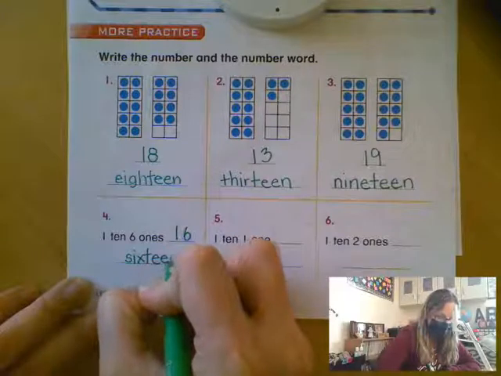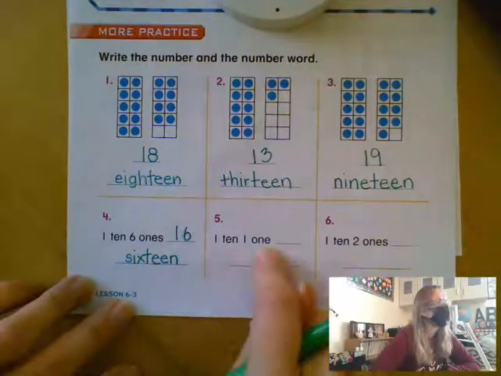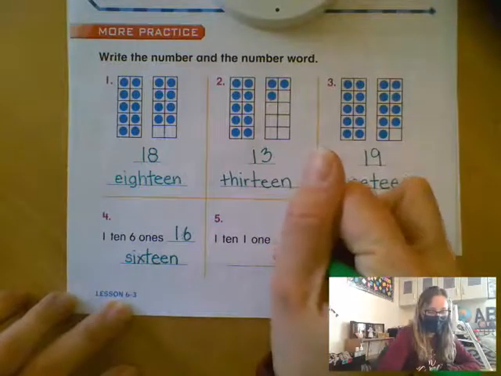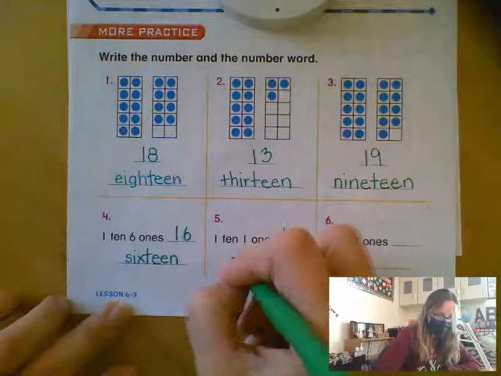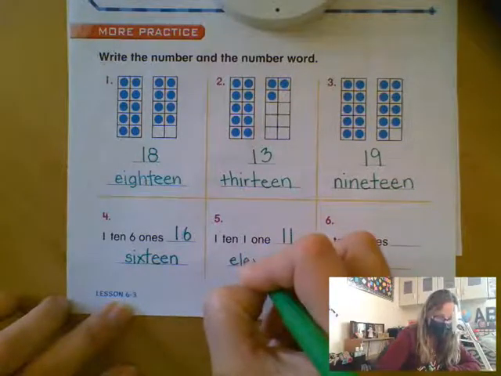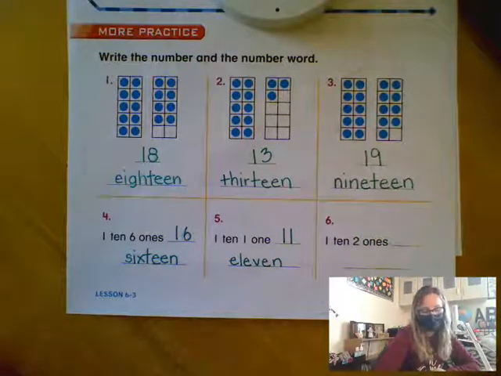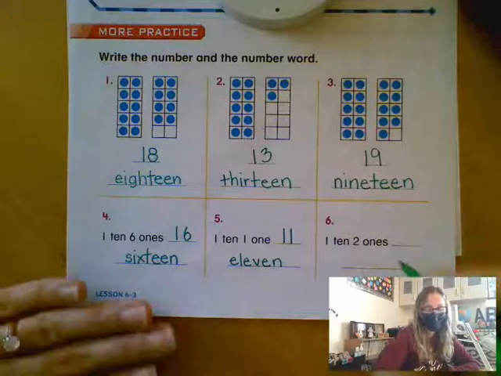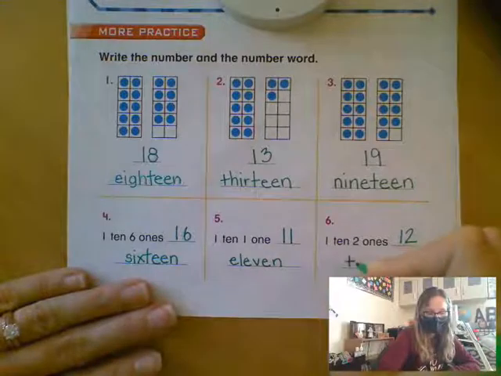And then I'm going to have Noah look at number 5. It says 1 ten and 1 one. What number does that make? 1 ten and 1 one. 11. So on the line, we'll write 11. And who can do number 6 for us? Beckett? 1 ten and 2 ones make what number? 12. 1 ten, 2 ones, 12.